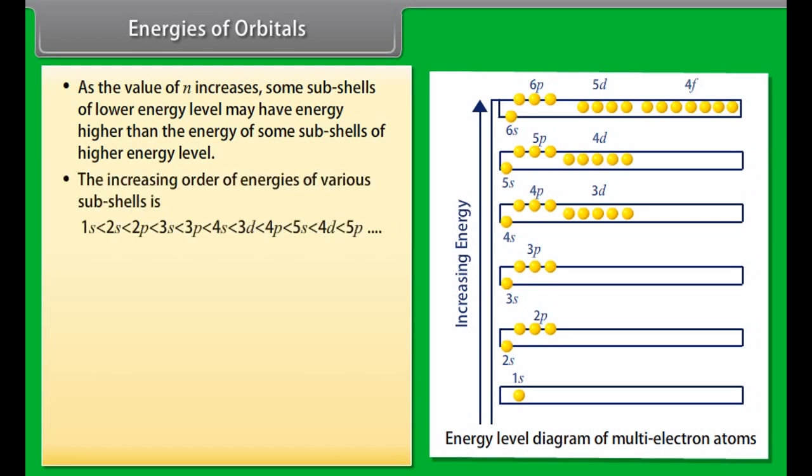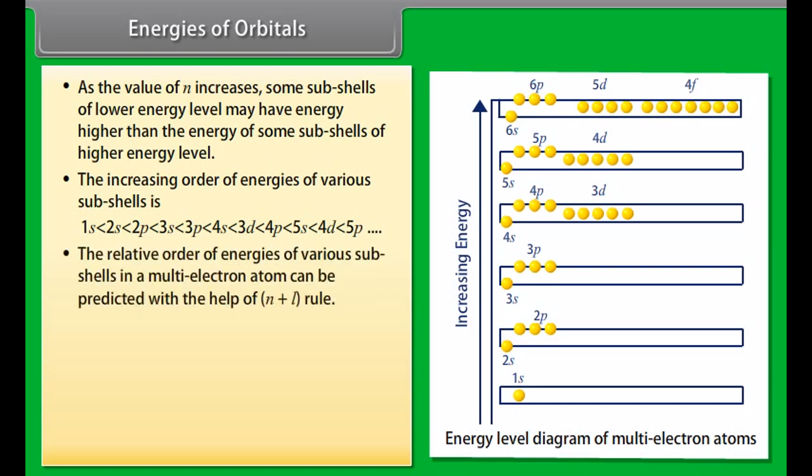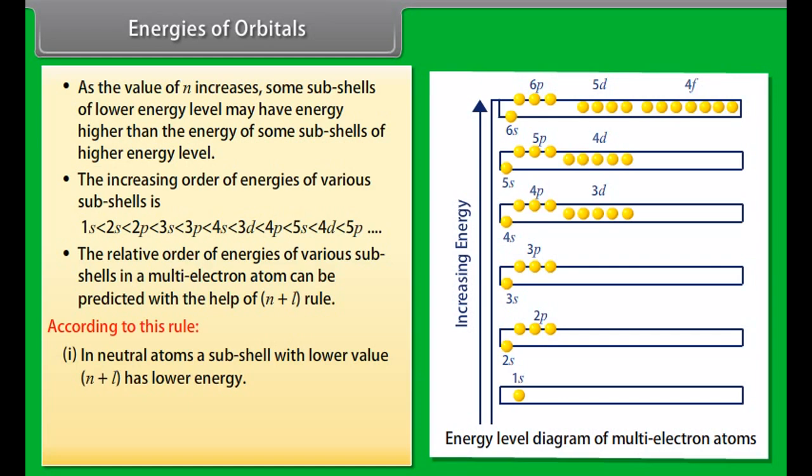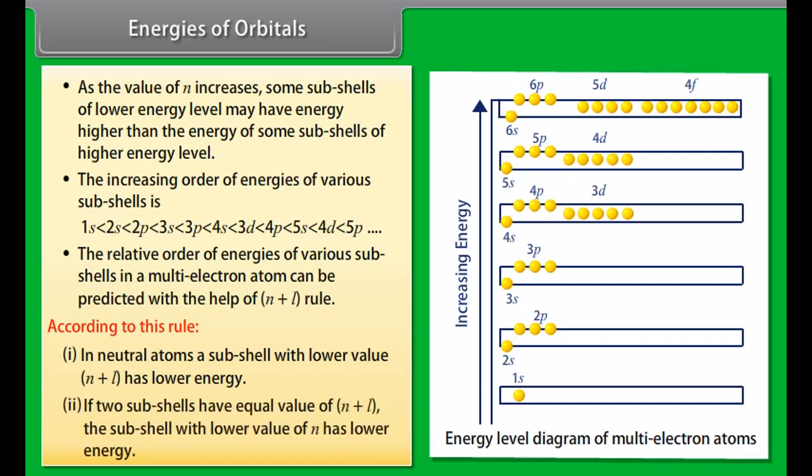Number 4. The increasing order of energies of various subshells is: The relative order of energies of various subshells in a multi-electron atom can be predicted with the help of the n plus l rule. According to this rule, number 1. In neutral atoms, a subshell with a lower value of n plus l has lower energy. Number 2. If two subshells have an equal value of n plus l, the subshell with a lower value of n has lower energy.